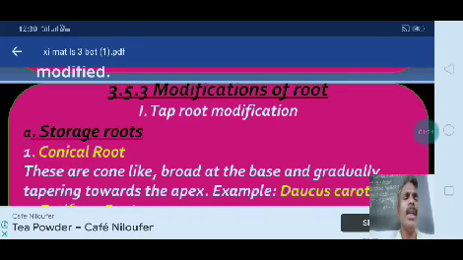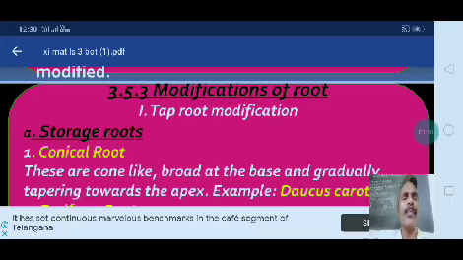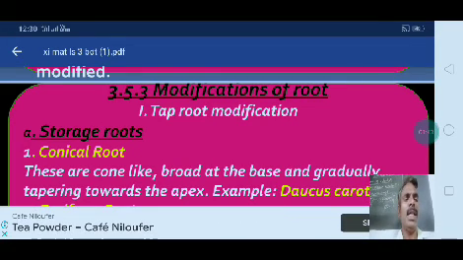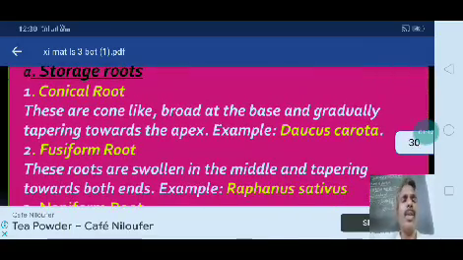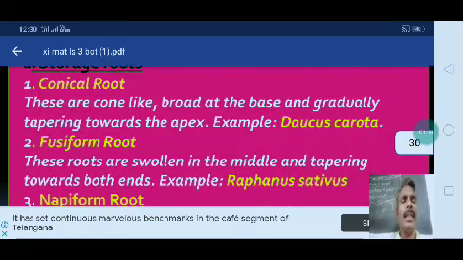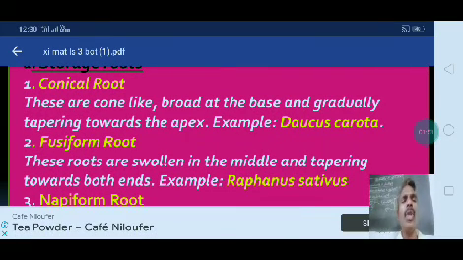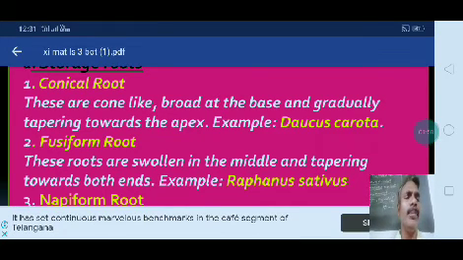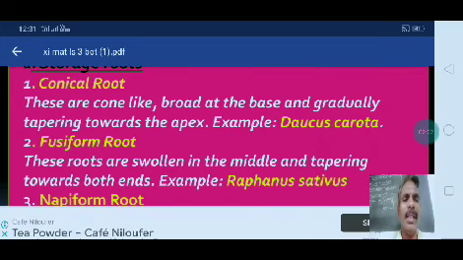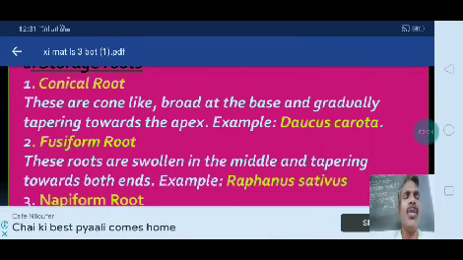Modification of root system, taproot modification. First one, in a taproot modification, storage function, storage roots: conical roots, fusiform roots and napiform roots. There are three kinds of storage root system. The first one is conical root. It is a cone-like structure, broad at the base and gradually tapering to the apex region. That type of root system is nothing but the conical root system.